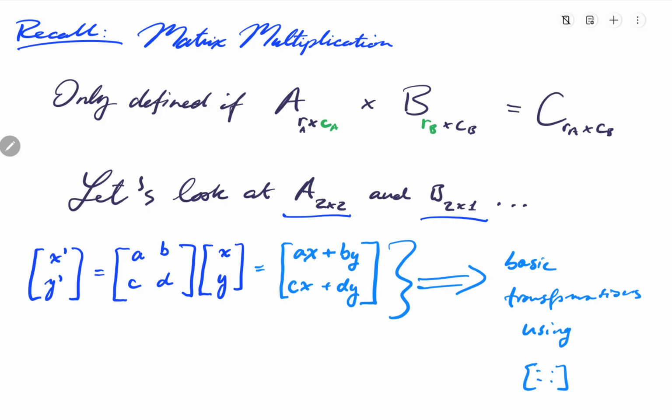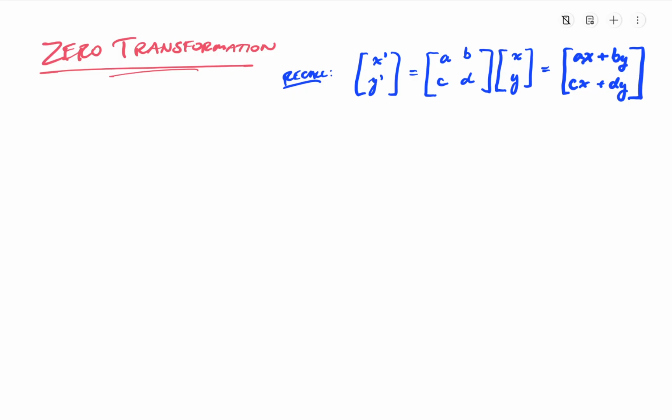using 2x2 matrices. So we're going to start off with a pretty easy one, and that's going to be the zero transformation. So what you see on the screen, I actually haven't put anything up on the screen except for the relationship we just described. So we're going to apply that to different kinds of matrices. So the first one is our zero transformation.